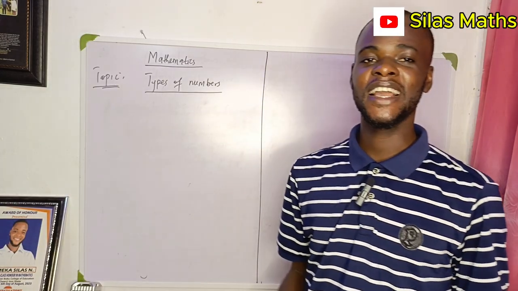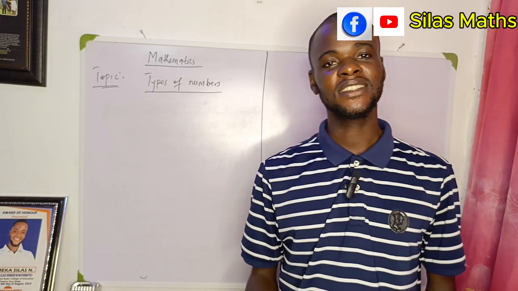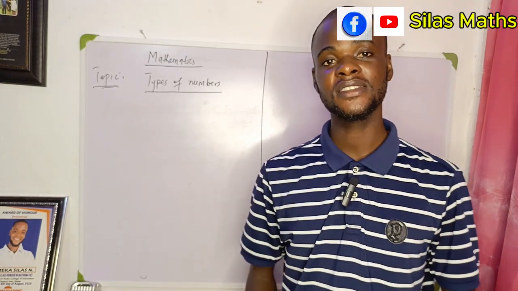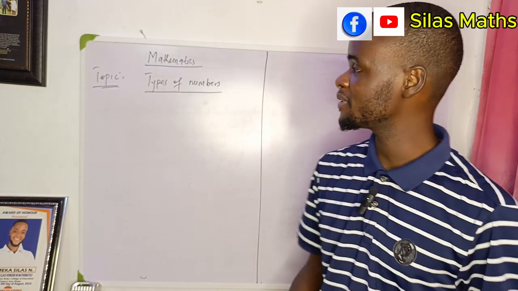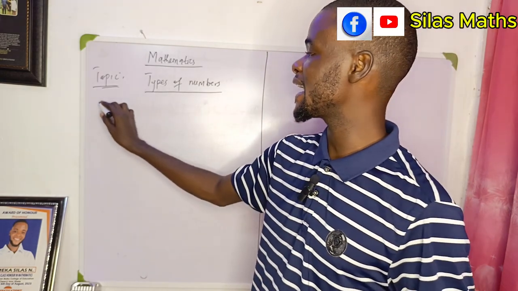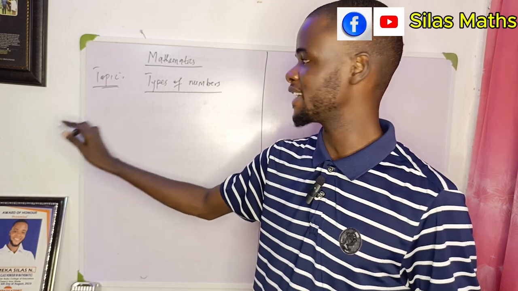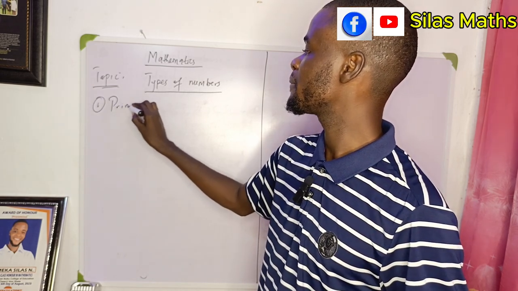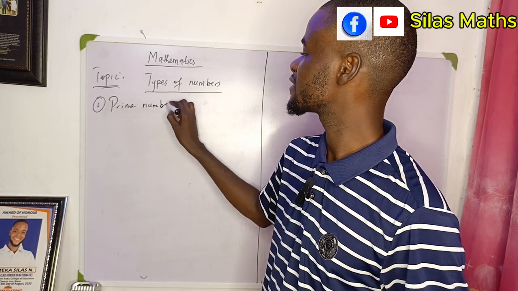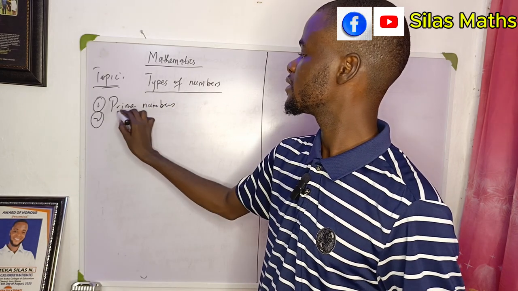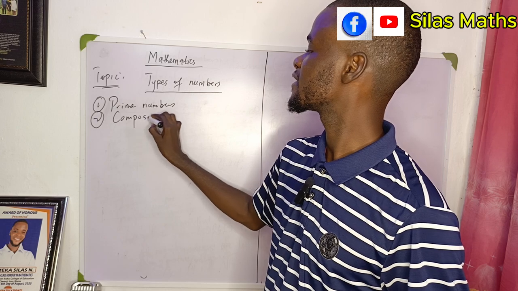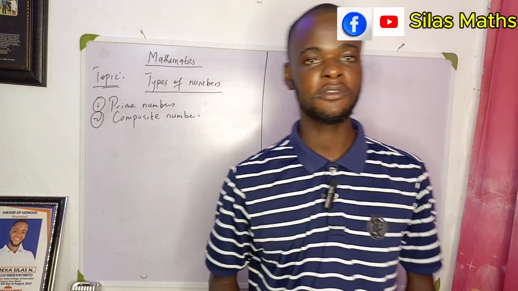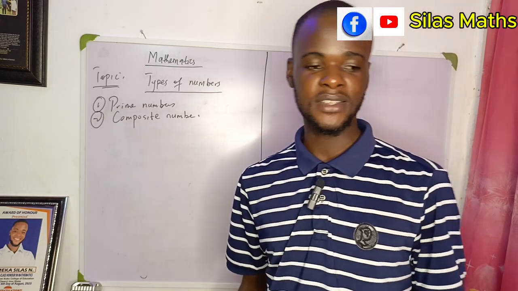Okay, now like I said in our previous class, we'll still continue in the topic we have been discussing, that is types of numbers. Today we are going to continue on that, and we're going to consider two types of numbers. Number one is prime numbers, and number two, composite numbers. So these are the two types of numbers we're going to look at today.